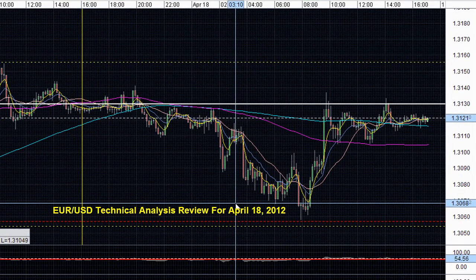Hello everyone and welcome to our next technical analysis review for the Euro US dollar pair. Today is April 18th, 2012 and we are currently looking at price action on our 10-minute chart.